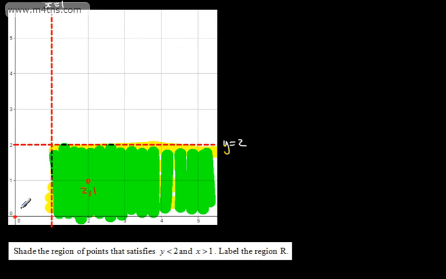If you tested the origin here where we've got 0, 0, well is 0 bigger than 1? No it isn't. So we can see that that doesn't satisfy it. It only satisfies the first. So this is R, and we just label it up like so.